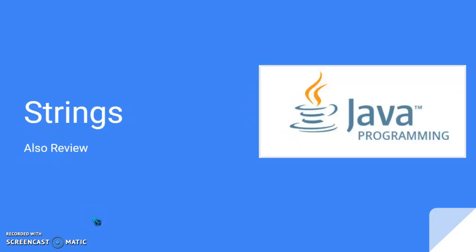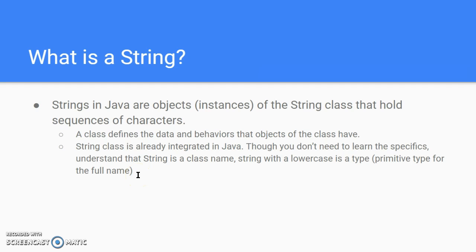For this video, we'll be talking about strings. We'll skip over the review, because you can just go over my prior videos and go over the materials. Now, what is a string? Strings in Java are objects or instances of the string class that hold sequences of characters.